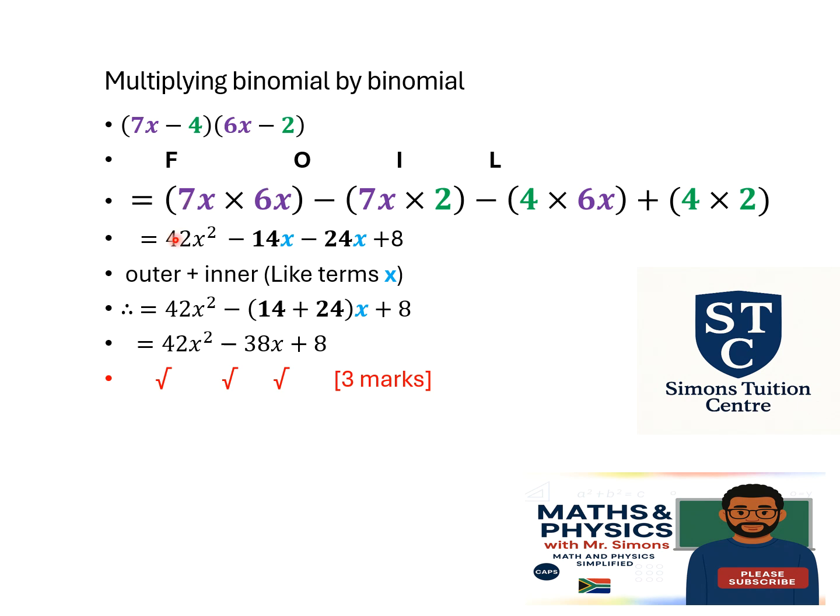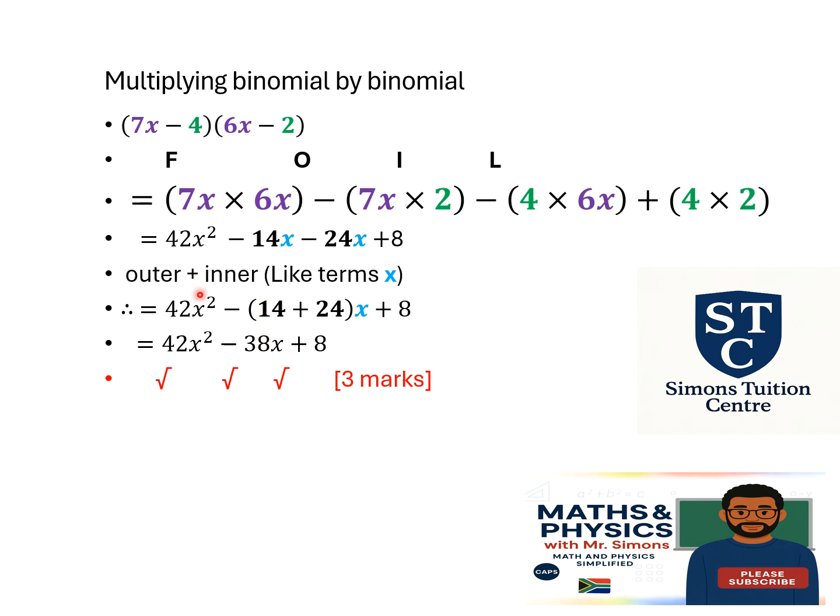7 times 6 would give me 42. X times x, x squared. 7x times 2 gives me 14x, and that negative times that positive simply becomes negative. So it's negative 14x. There, 4 times 6x would give me 24x, and a negative times a positive simply stays negative. I assume you know 4 times 2 gives me 8. Alright? Now there, x and x you should see are like terms, but they're both negative.